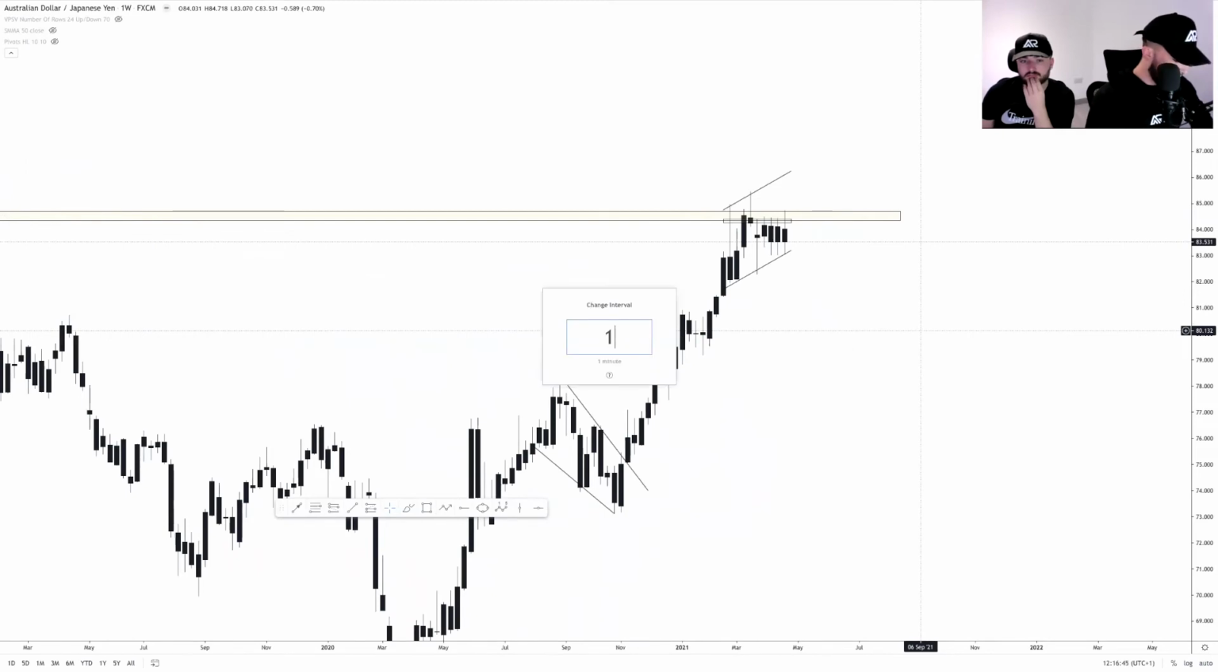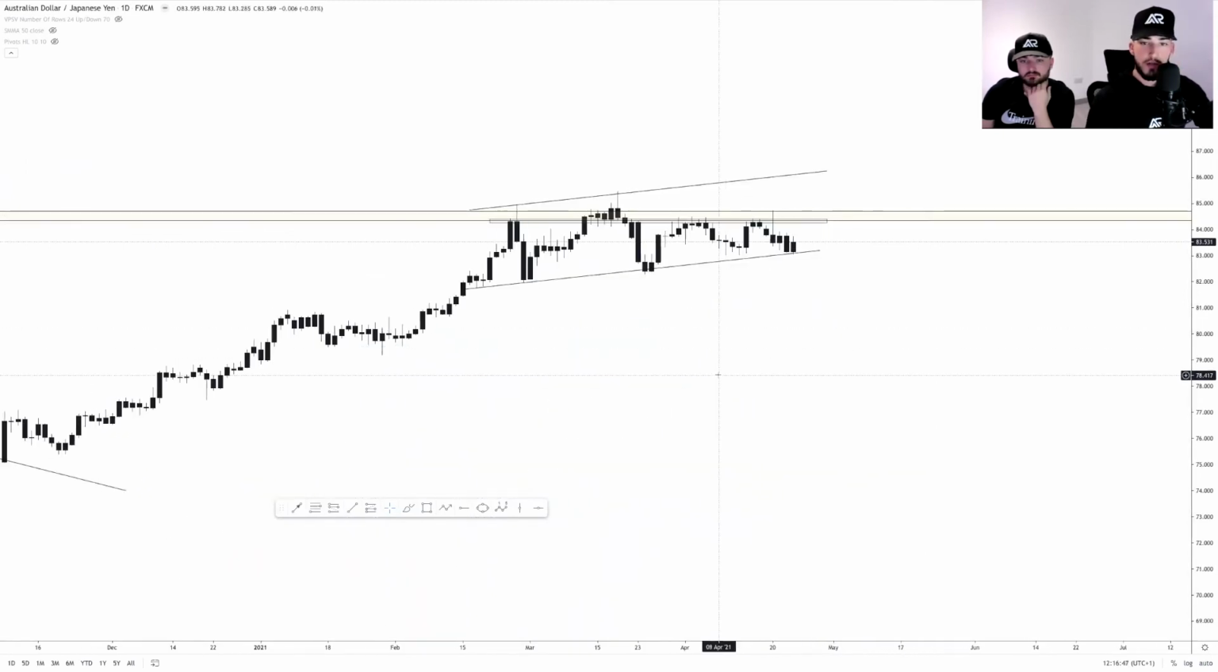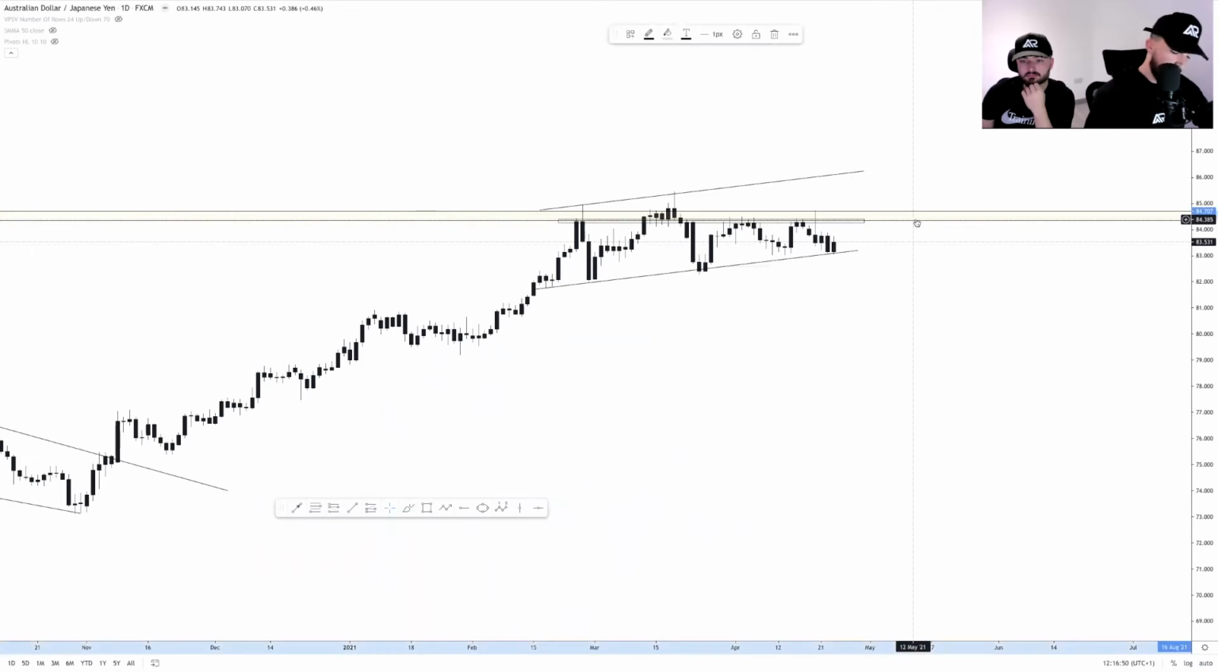Let's drop down to the daily now to look at market structure. So let me just delete this zone I just had in.